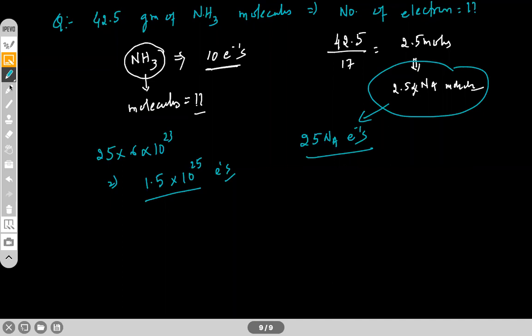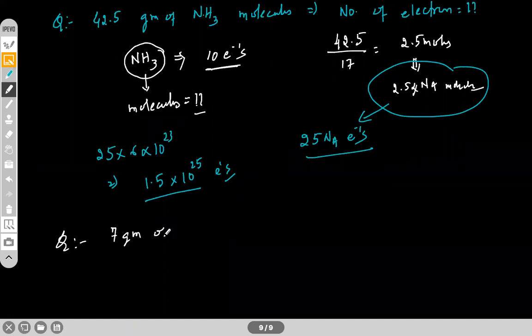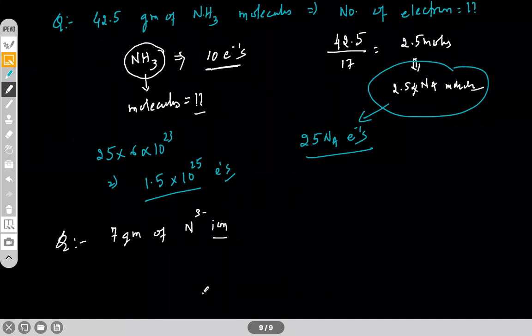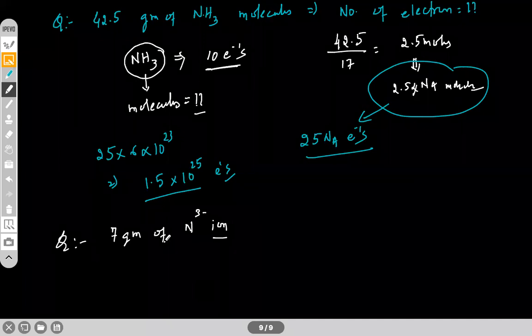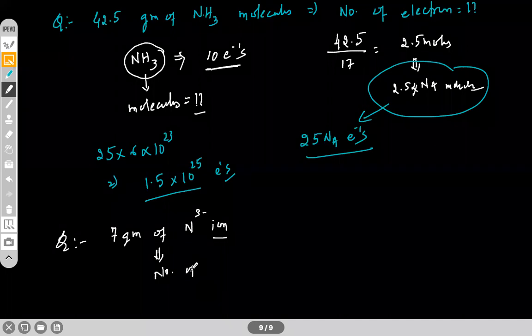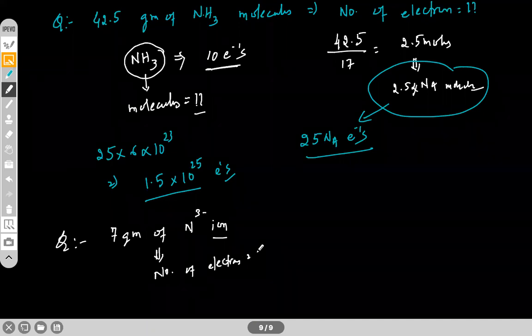Okay, one more question you see, the other type of question we have. Suppose we have 7 gram of N3 minus ion. In this, again, you need to find out the number of electrons. Number of electrons. Try this.